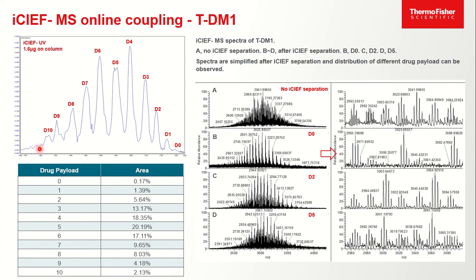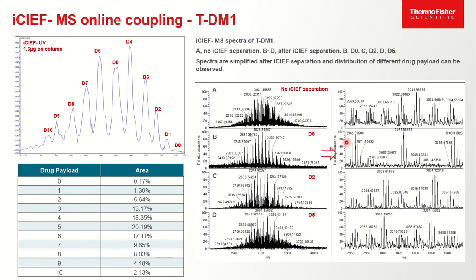This represents a meaningful result because these isoforms can't be separated on a routine RPLC mass system. We know ADCs are complex molecules composed of an antibody linked to a biologically active cytotoxic payload or drug, so charge-based separation before intact mass analysis can significantly reduce the complexity of spectra, making the deconvolution results easier.